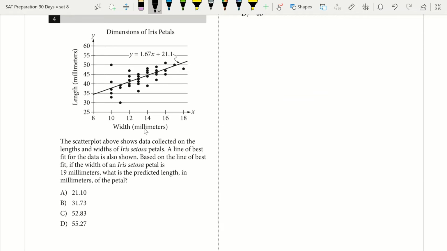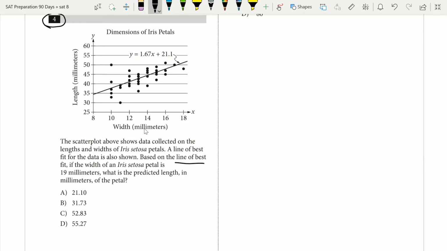I have an SAT math trick that I want to show you. This trick deals with lines of best fit on the math with calculator section. To illustrate my tip, I'm going to use question 4 from SAT practice test 8, the math with calculator section. We see here that we have length on our y-axis and width on our x-axis with a line of best fit as that line going through the middle of the graph. We're told the scatter plot above shows data collected on the lengths and widths of iris setosa petals. A line of best fit for the data is also shown.